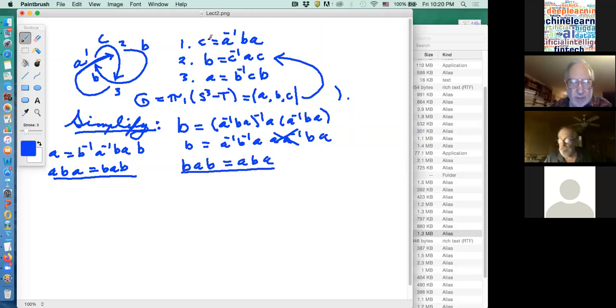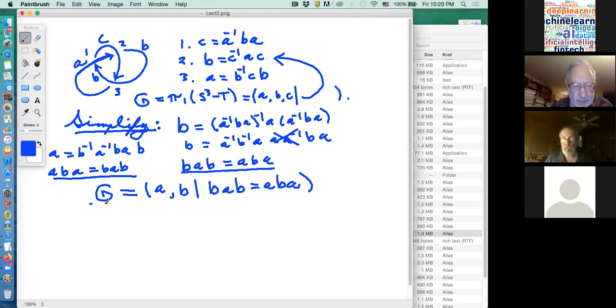So I remove one of them by solving for it and removing the variable, and then I find out that the other two are the same, and so that tells me that the group is exactly what is generated by A and B with the relation that BAB is equal to ABA. And this is a nice presentation for the fundamental group of the complement of the trefoil, and we can make some various remarks about this.